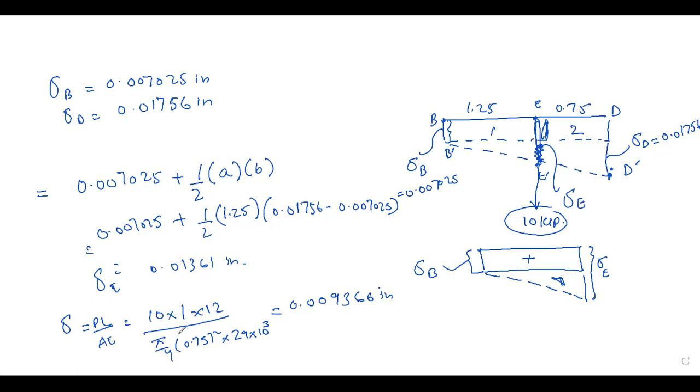So the overall deflection at point E is due to this one, this E dash, this delta E, plus delta E with respect of F, which is load. So delta F is equal to delta E plus delta E with respect of F. So it will be 0.01361 plus 0.009366 inch. It will be 0.0230 inch.